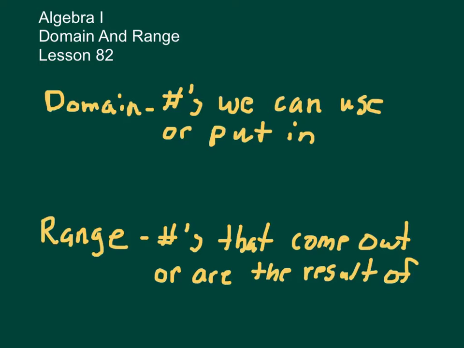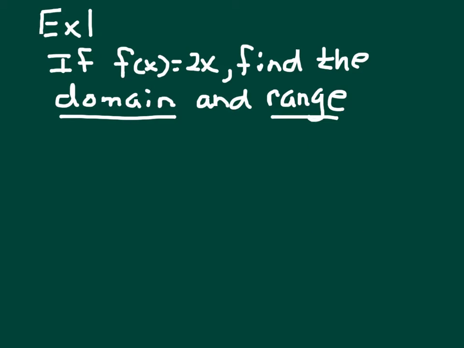Domain is simply the numbers that we can use in an equation or a function, or that we can put in. And range are the numbers that come out or are the result of. I just want you to write the two definitions down first, and then we're going to go through some examples, and I think after we go through some examples, this will clear these two definitions up a little bit. So let's take a look at example 1.